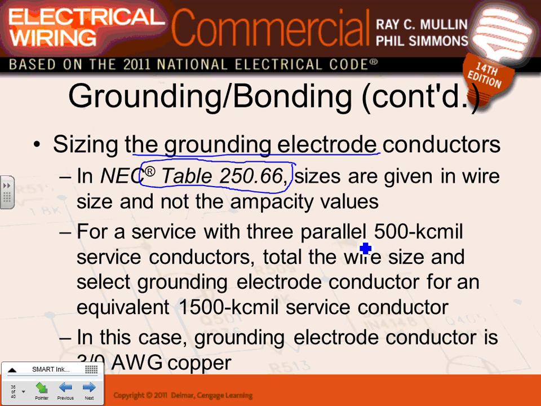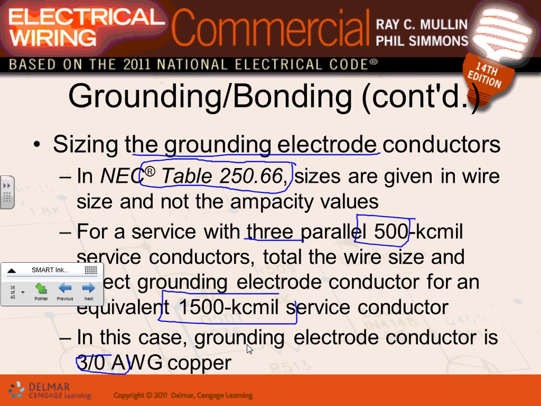And this is just saying, if you parallel sets, you guys have done this with me. If you have 3 sets of 500, what do you do with them? You multiply them by each other, and then you go to the service to 250.66, and you're going to find that for this service, the grounding electrode conductor is actually 3-aught.